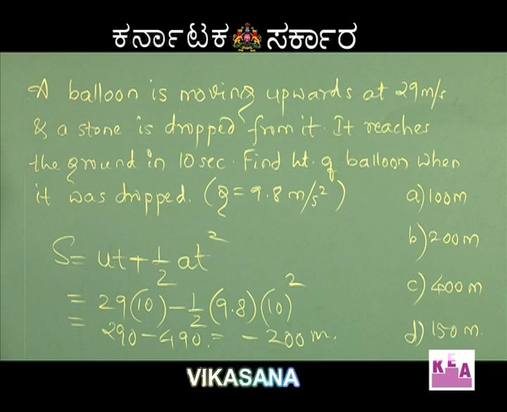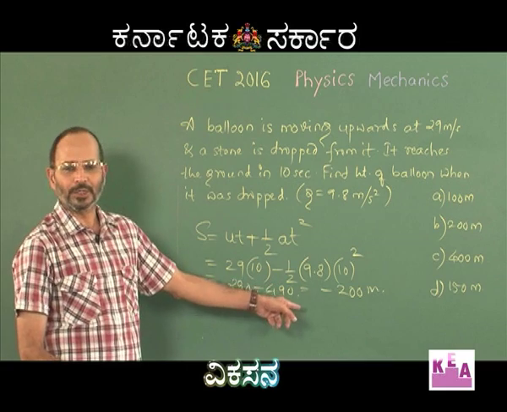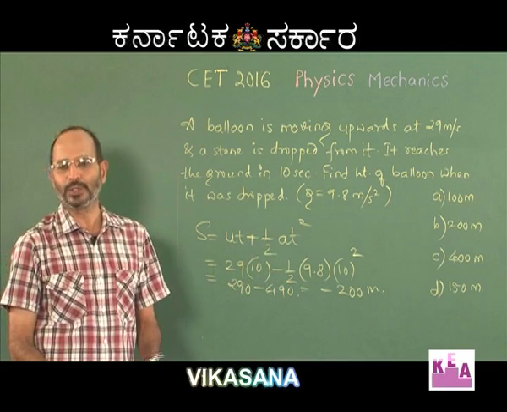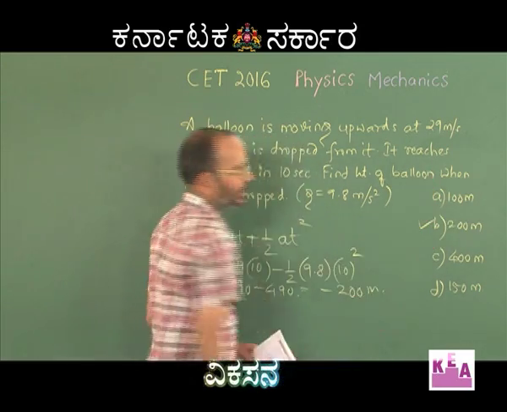This indicates that the displacement of the stone before it reaches the ground is in the downward direction, which you have taken as negative. So, how do you read the answer and how do you interpret it? You can say that the displacement of the stone is 200 meters in the downward direction, and the correct option is B.